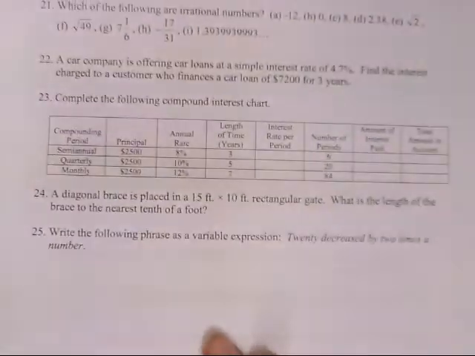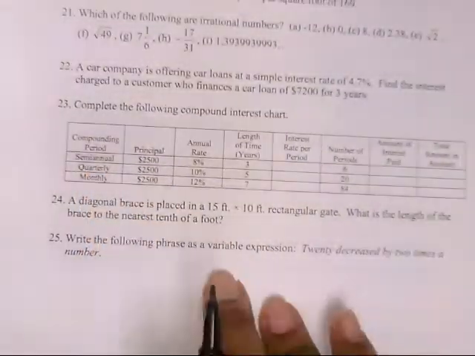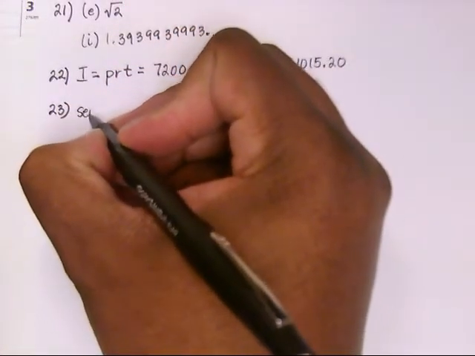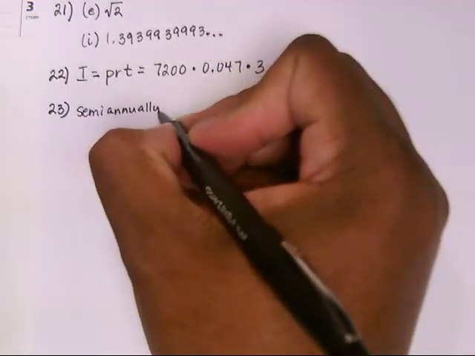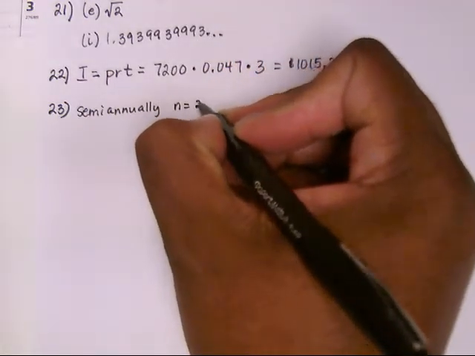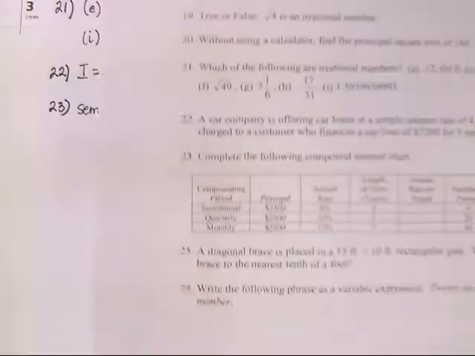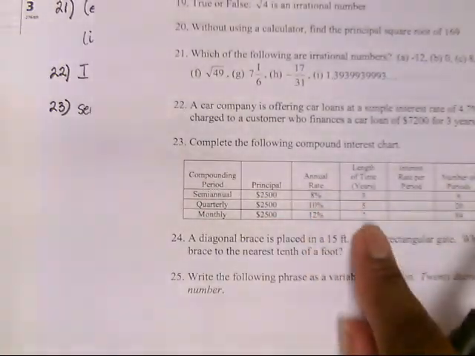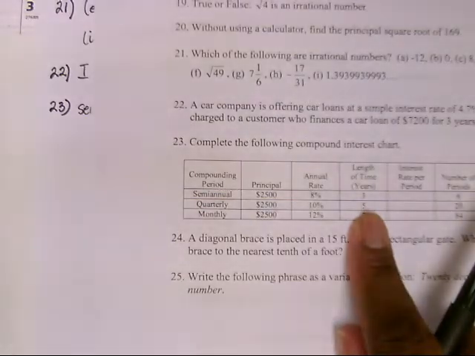Alright, now, let's start off with semi-annually. For semi-annually, it's 2 compoundings. Okay. So now, you're told that the annual interest rate is 8%, and the length of time in years is 3 years.